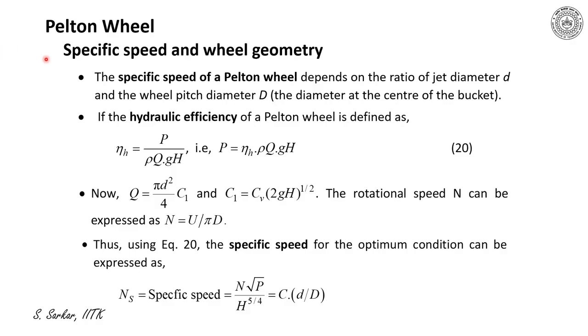I have already illustrated earlier that specific speed is a very important parameter in turbo machinery, which is the single parameter that characterizes the kind of machines. Furthermore, it can also be related to the design of the machines. Here also, the specific speed can be related to the Pelton turbine design. Thus, in this section, I'll tell you how the geometric parameter of a Pelton wheel can be related to its specific speed.